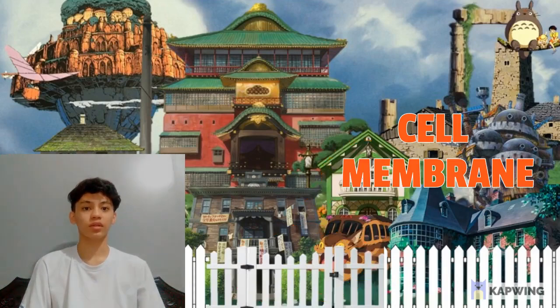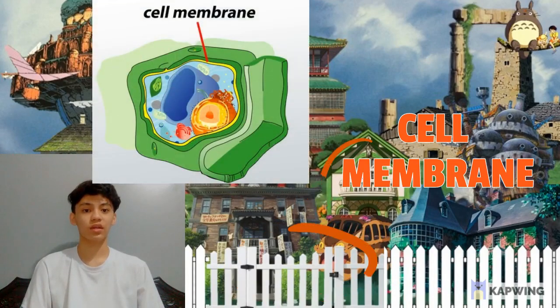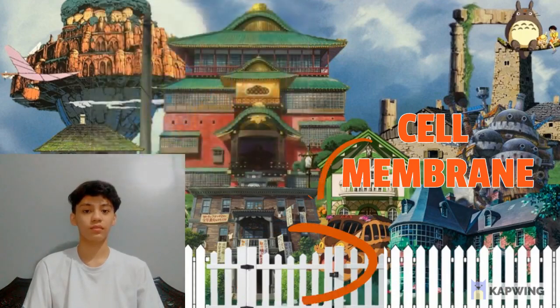Second is the cell membrane. It is the gate of the cell and can be found in plant and animal cells. The cell membrane protects and surrounds the cell to selectively detect the kinds of substances that go in and out of the cell.